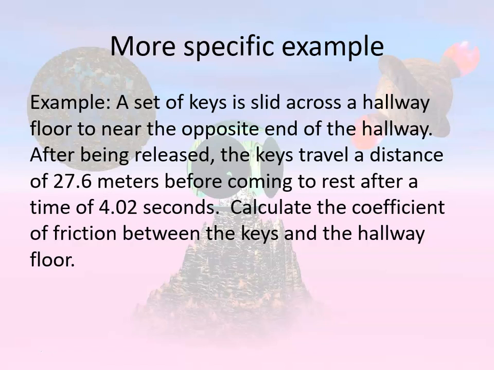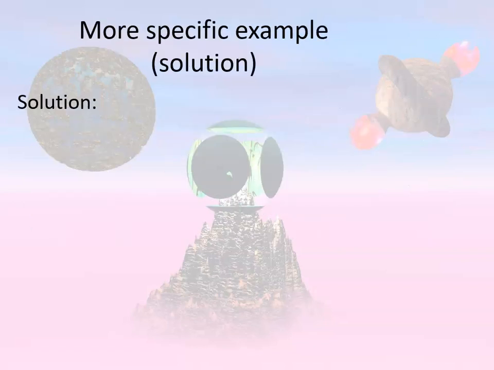So, in any case, in this game, consider a set of keys that has traveled 27.6 meters before coming to a rest after a time of 4.02 seconds. And here, the idea is that you started the stopwatch at the instant that the keys entered a certain spot from which you were able to measure a distance of 27.6 meters, and you stopped your stopwatch after the keys came to a rest, and then after that you went out and measured the 27.6 meters. Calculate the coefficient of friction between the keys and the hallway floor. And here we're talking about kinetic friction.